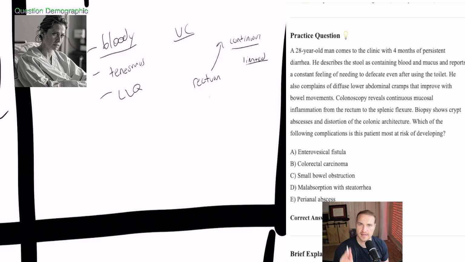Every single time, it's going to have rectal involvement. That's why we wanted to mention the tenesmus in this question. Always rectal involvement, crypt abscesses, no granulomas. There's a risk of colorectal carcinoma, and it's associated with primary sclerosing cholangitis and p-ANCA.